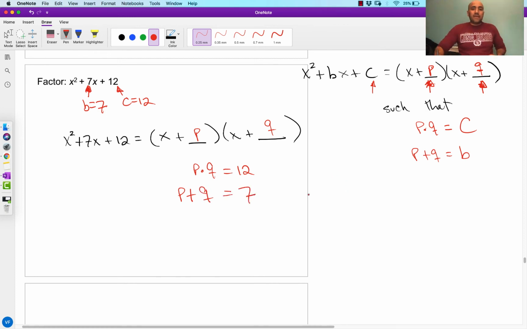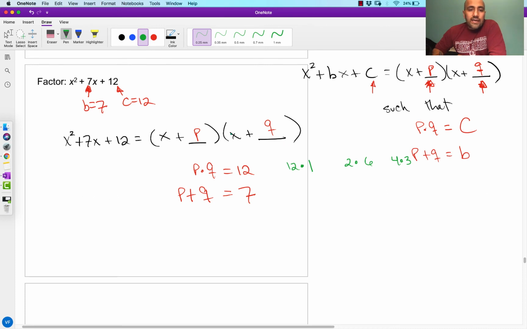Now it's just a guessing and checking situation. What numbers multiply to 12 but add to 7? You just got to rely on your awesome algebra arithmetic skills to think about the products of 12. It could be 12 times 1, but then if I add them, that's 13. That's not going to work. It could be 2 and 6. 2 times 6 works, that gives you 12, but if I add them, that gives me 8. And then 4 and 3. 4 times 3 will work, and they add up to 7.